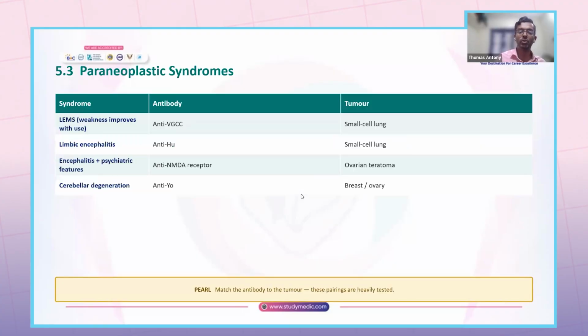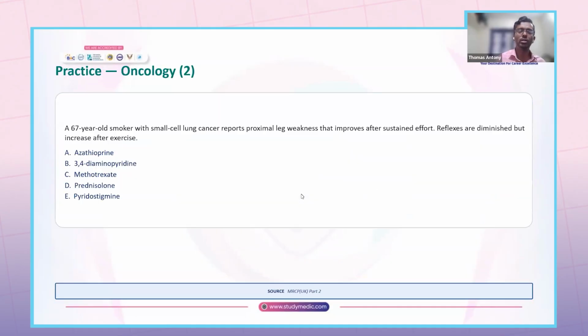So this is a summary of what we have. Small cell carcinoma: we have LEMS and limbic encephalitis. In ovarian teratoma, anti-NMDA receptor encephalitis with psychiatric features. Cerebellar degeneration, anti-Yo, in breast and ovary.